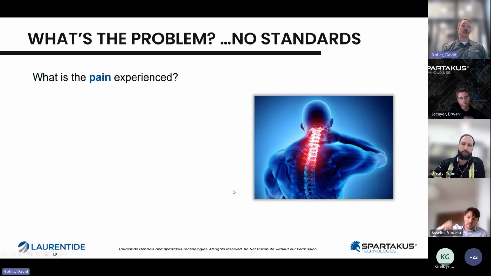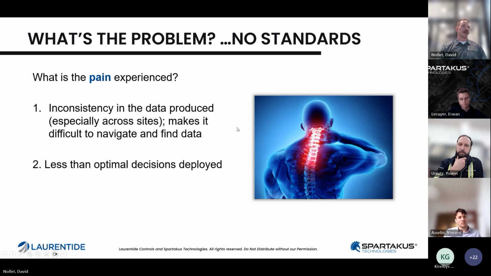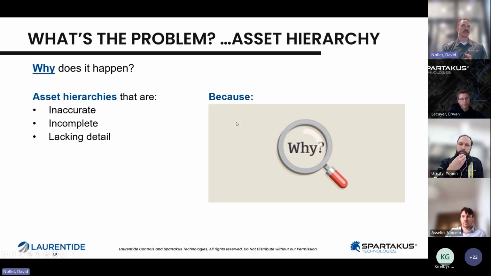So this causes us pain. Inconsistent data: if I've got different sites wrapped up in one system, that's going to be particularly problematic. I might not even be able to make that data mesh together, and then I might be looking at a big undertaking to try and make everything work together.